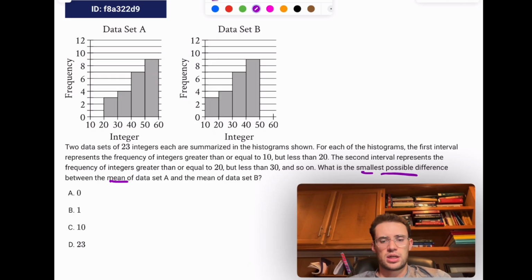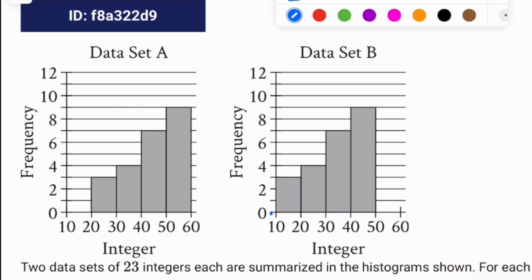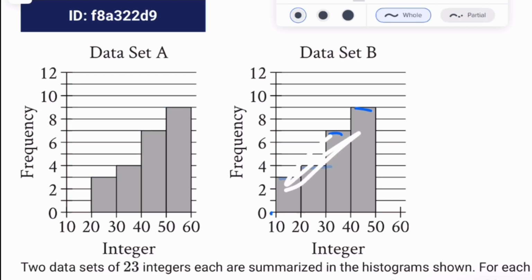So it says it's greater than or equal to that number. So this could be anywhere from 20 to 29. This could be anywhere from 30 to 39 and so on. All right, well, if we look at this, they're basically the same graph. This is like 3, then 4, then 7, then 9, just shifted to the right by, it seems like, 10, but if we're trying to find the minimum, right?